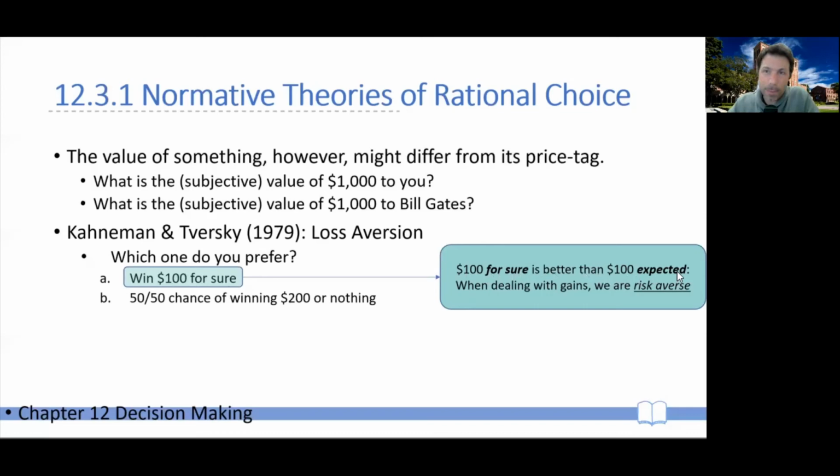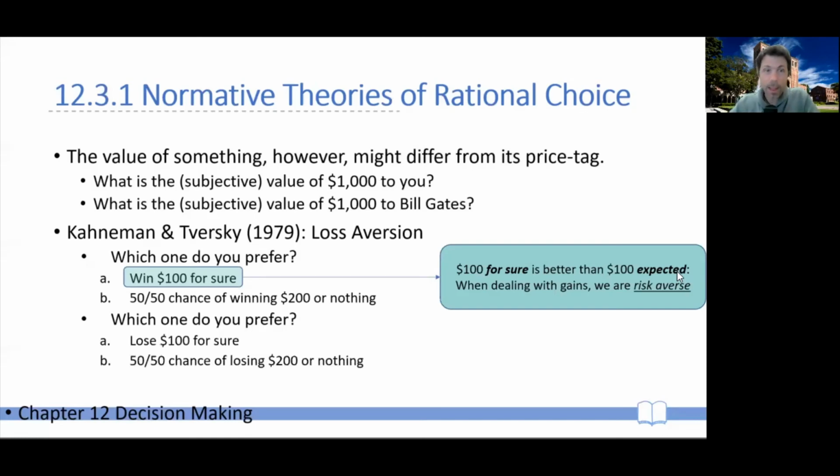Let's try another one. Again, I'm going to offer you two lotteries, and you have to pick one. Which one would you like best? And here they are. First, lose $100 for sure. Second one, 50-50 chance of losing $200 or losing nothing. Which one would you rather pick?